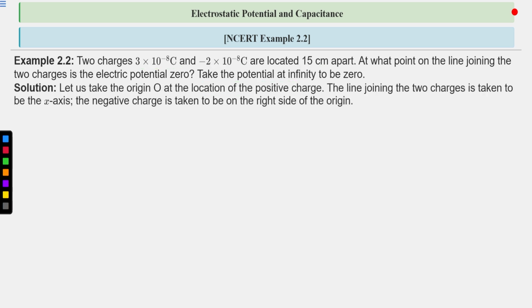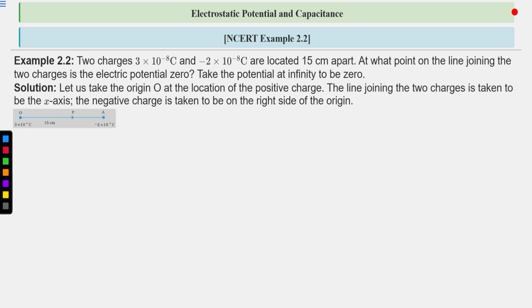Firstly, we have to place the charges using the coordinate system. We will place the positive charge at the origin and the other charge on the x-axis at a distance of 15 centimeter. The line joining these two charges is taken to be the x-axis. The negative charge is on the right side of the origin, at the positive x-axis at a distance of 15 centimeter. So this is the diagrammatic representation.